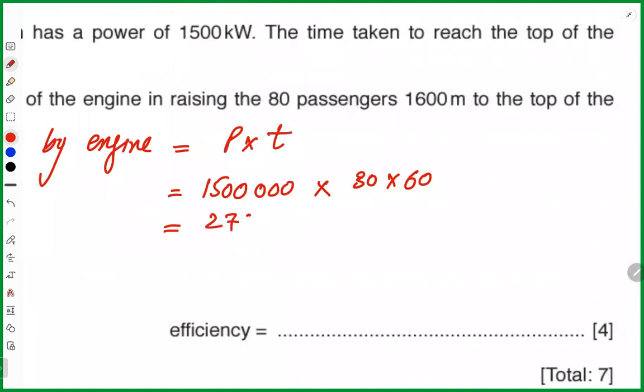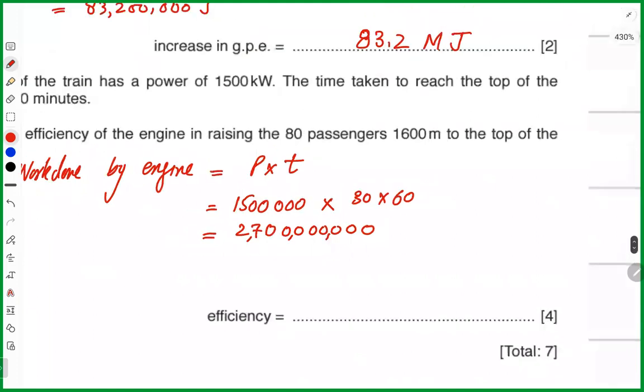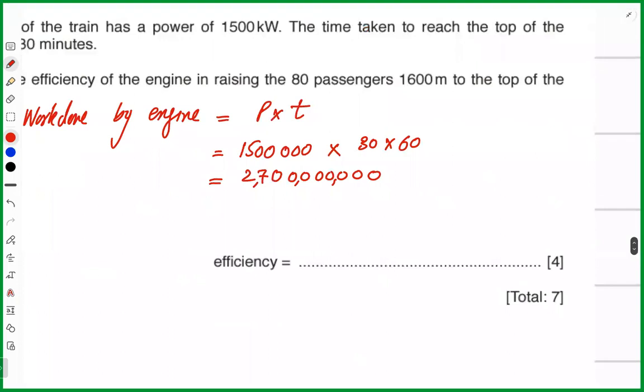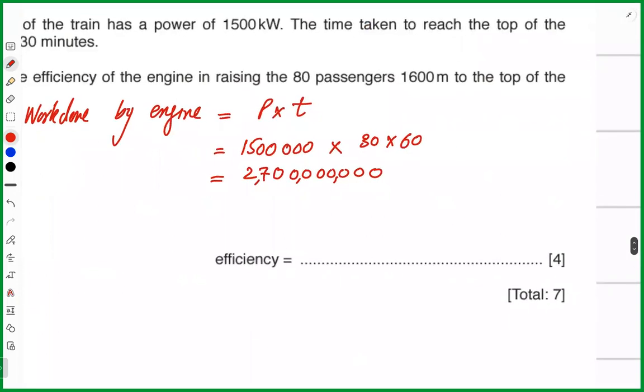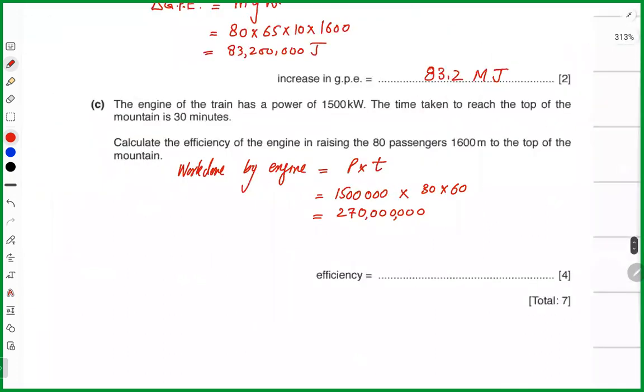270, then the zeros: 1, 2, 3, 4, 5, 6, 7. Did I get it right? Yes. Are there 8 zeros? 7 zeros. Okay, I got 8 zeros, then I'm there. 270 million. Yes.